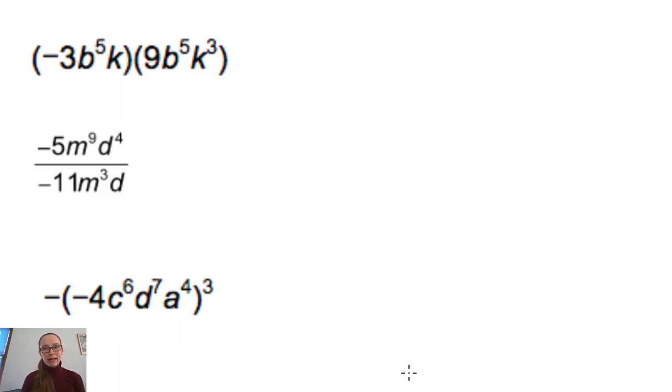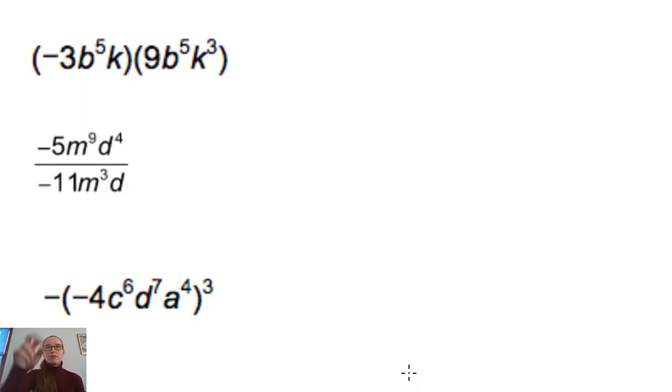So when we are combining all the rules, we really have to pay attention to what rule applies where. The product rule applies when we have multiplication with the same bases. The quotient rule applies when we have division with the same bases. The power rule applies when we have a power to a power. The zero rule applies when an exponent is zero, and the negative rule applies when the exponent is negative.